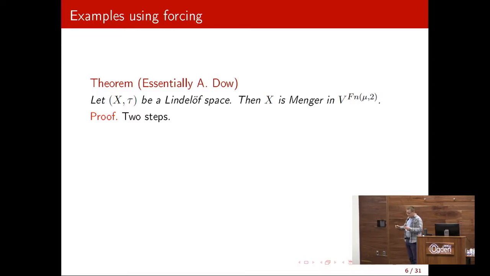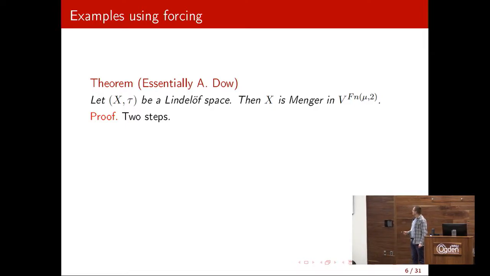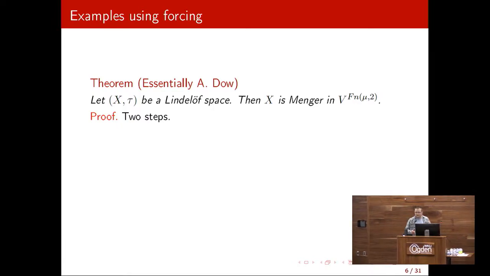So if we had some topological space in the ground model, if you add uncountably many Cohen reals, then the space becomes actually Menger in the extension. And maybe let me stress what I mean by this space in the extension.